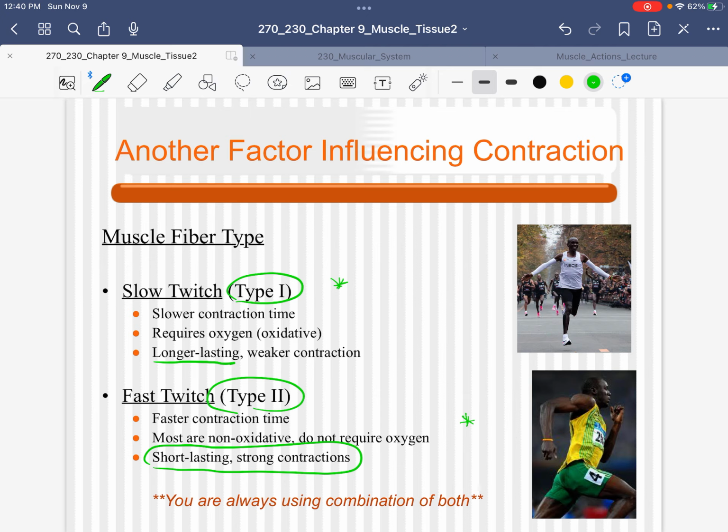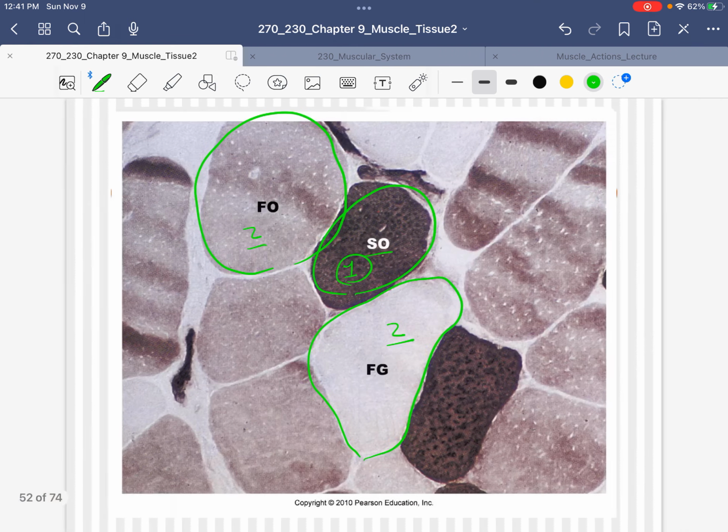High intense, but you cannot hold on to a high intense contraction at that intensity for long. We tend to always be using a combination of both.